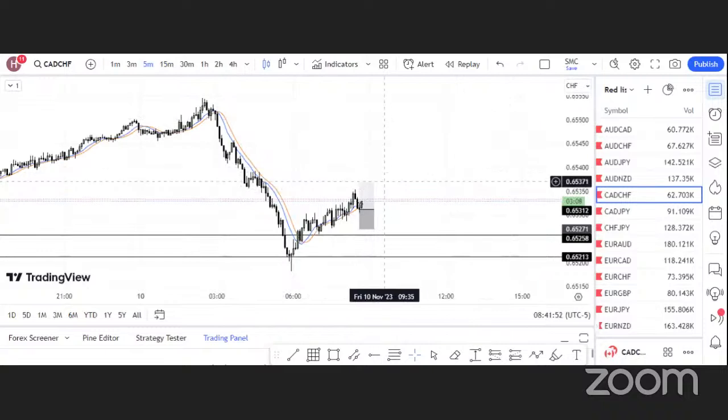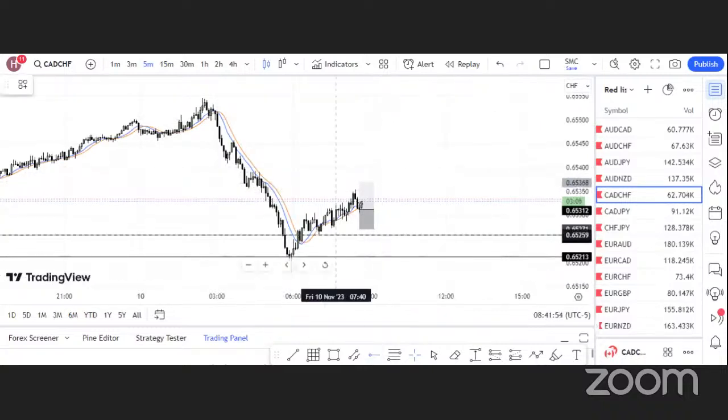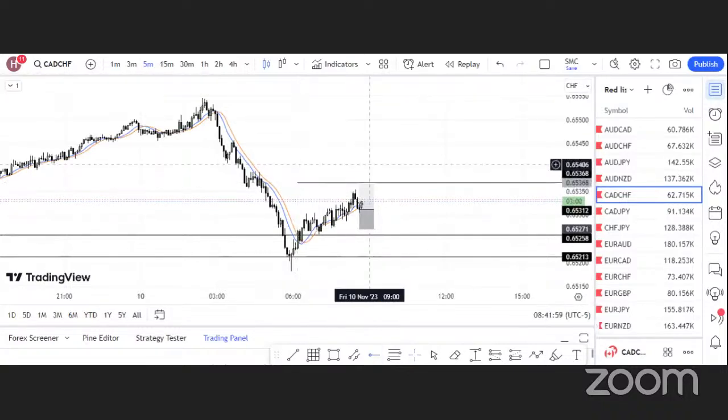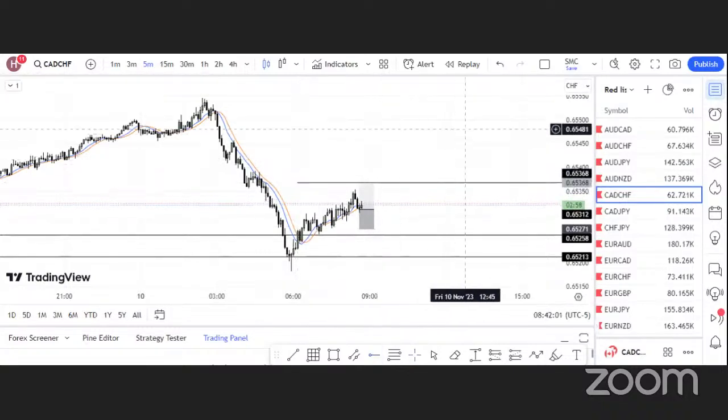So when the market gets to this area, let me just mark it out. We are going to close the trade. We are going to TP. So the market is already going our way. Let's just give that a little bit of time. All right.